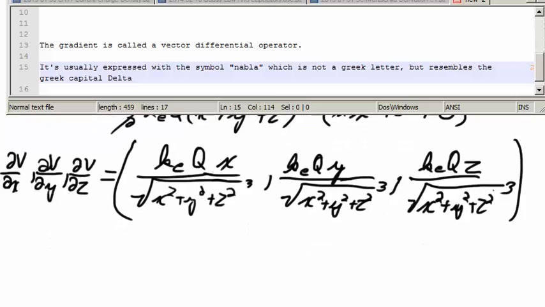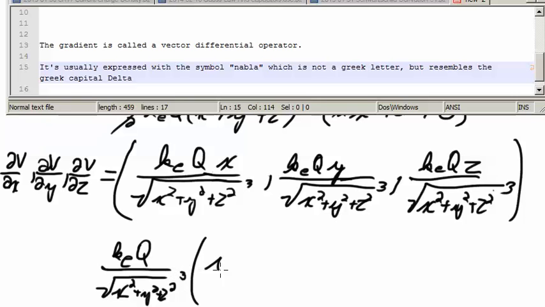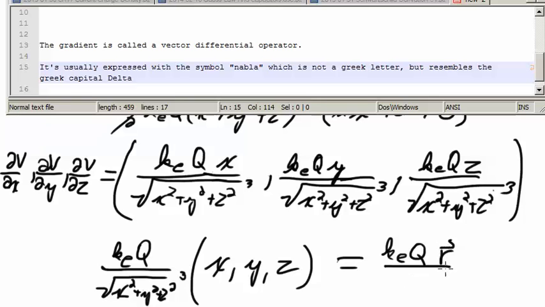And you can simplify that by writing this is k sub e q over the square root of x squared plus y squared plus z squared, cubed, times x comma y comma z. You can simplify it even further by saying it is k sub e q vector r divided by r cubed, because the square root of x squared plus y squared plus z squared is r, and we cubed it.